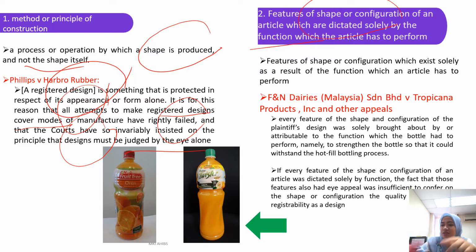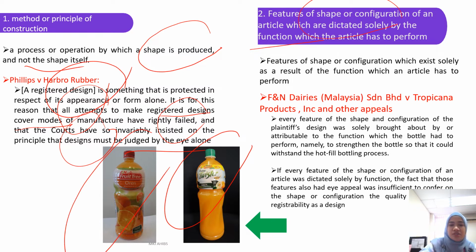Or the design of this pen. Kenapa dia ada macam ni dekat bawah ni? Kenapa dia ada muncul ni apa semua? Because of its function. Tapi dia ada extra function here, belakang ni. So perhaps this actually can be protected under ID. Alright. We may take a look at the case of F&N Diaries again. So this is the juice bottle in question.